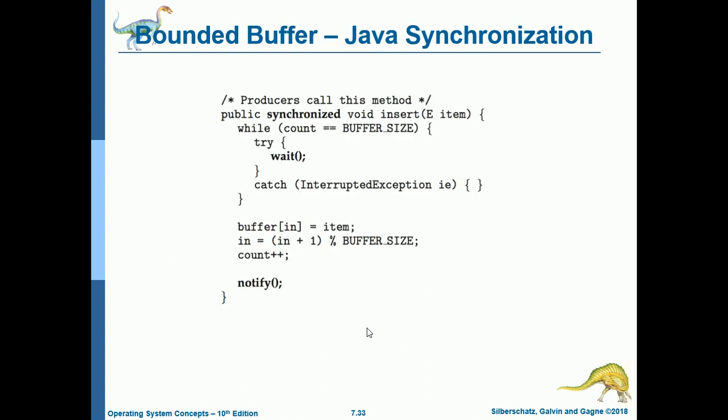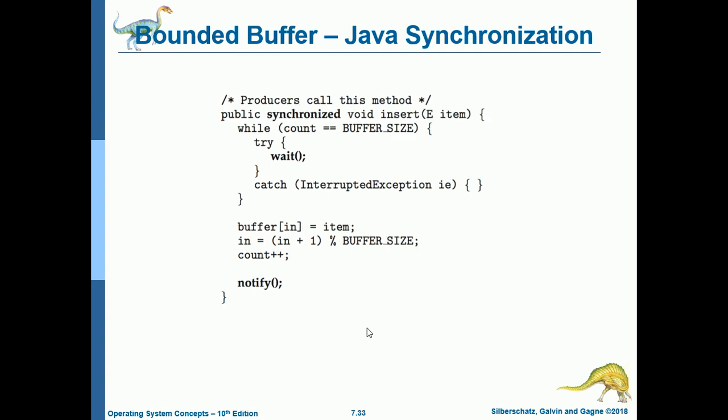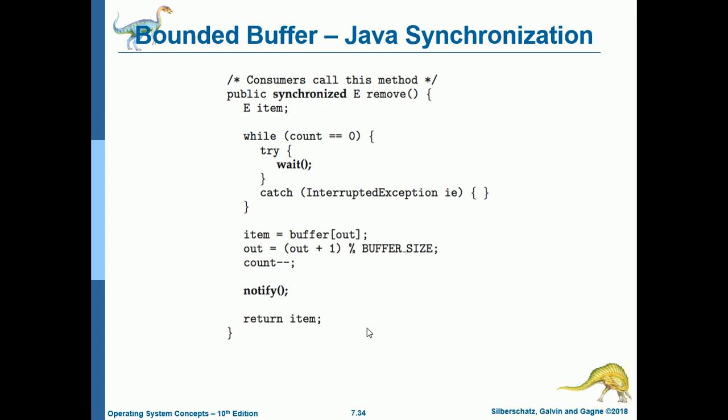Next, we have the bounded buffer for producer and consumer. If the producer calls the insert method and sees that the buffer is full, it calls the wait method. This call releases the lock, blocks the producer, and puts the producer in the wait set for the object. Because the producer has released the lock, the consumer ultimately enters the remove method, where it frees space in the buffer for the producer.